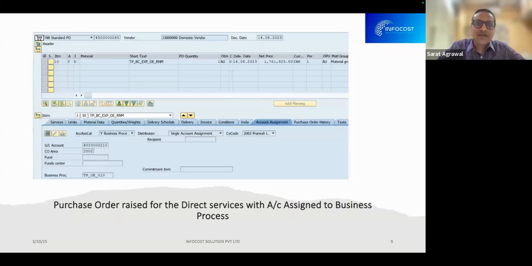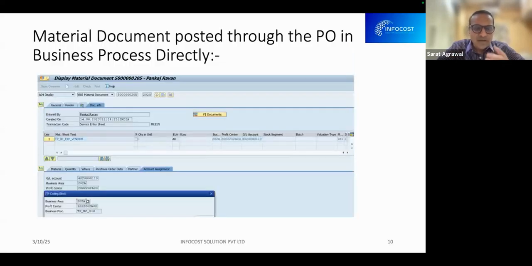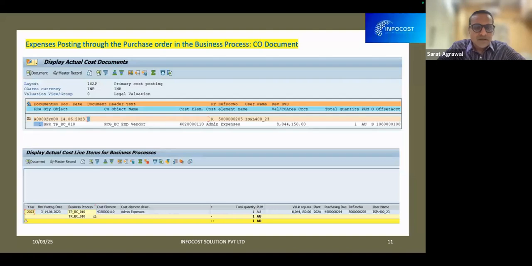That same thing we can bring into the purchase order itself. While we create the purchase order, you can see the field is available for the business process. So we can assign a particular purchase order to a particular business process so that the cost of the service, the cost of the process, can be directly captured in the purchase order itself, in the business process for that purchase order. And when we do the material document posting, you can see the account assignment element is also captured here. And this is the accounting entry.